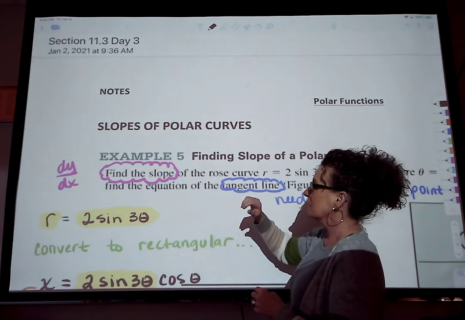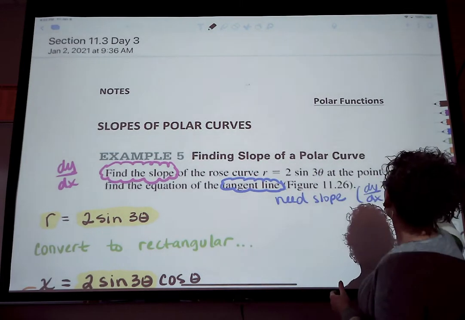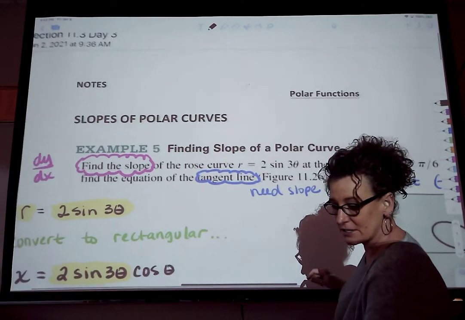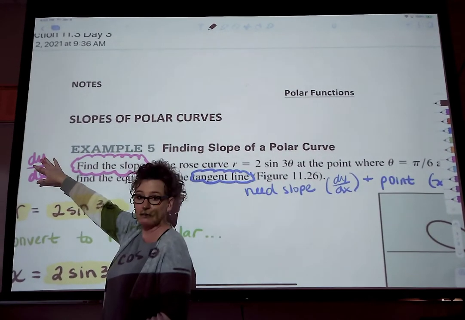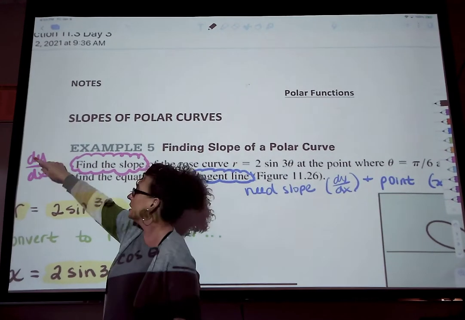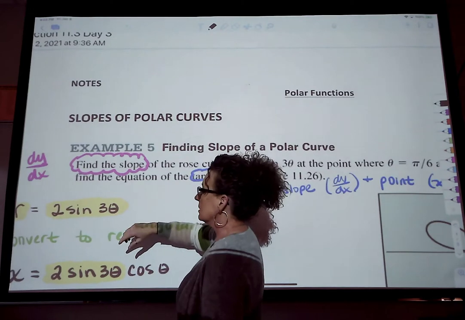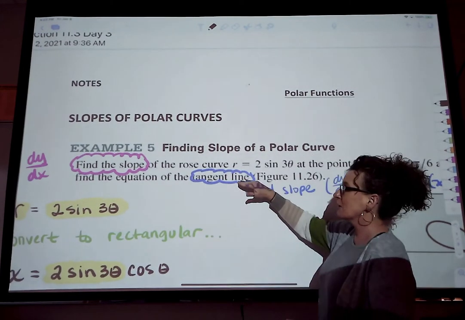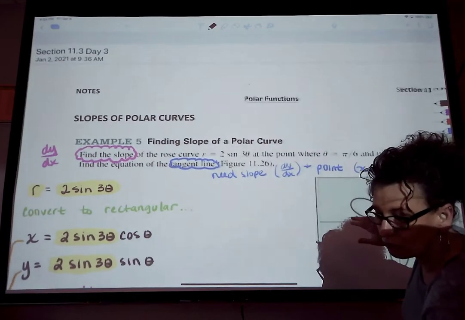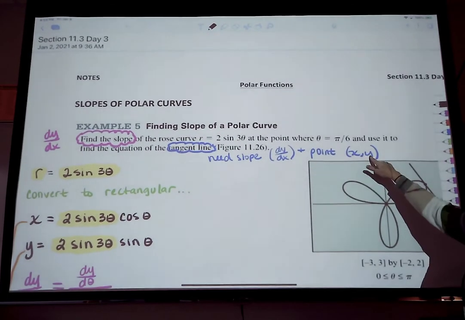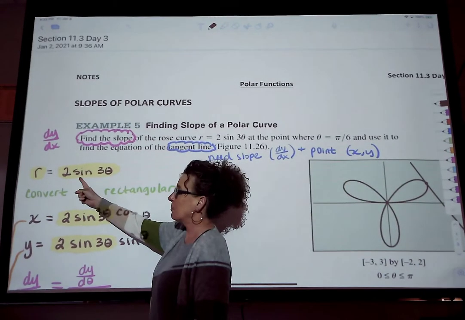We're going to write an equation of a tangent line. So we want the tangent line at the point where theta is pi over 6. So we need the slope there. And remember, slope of a line, of a tangent line, looks like this. We need dy/dx. And then to make our tangent line, we not only need dy/dx, but we need a point. We need rectangular coordinates for a point. And we're starting with a polar equation.